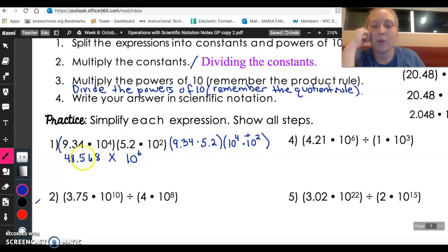Now this part is where we have to make some adjustments because our number has to be in scientific notation. If you notice, this has 2 digits in front of the decimal, and we've got to make sure it has 1. So we have to think about what I have to do to get this number into scientific notation. I would have to move this decimal over one place so that it says 4.8568. If we change the first number, then we have to change our exponent also.